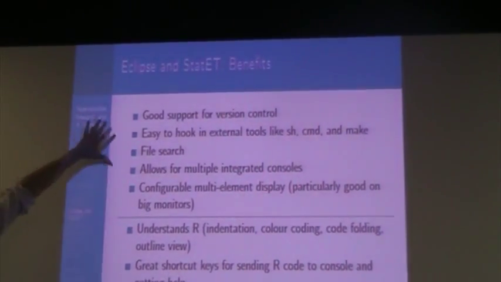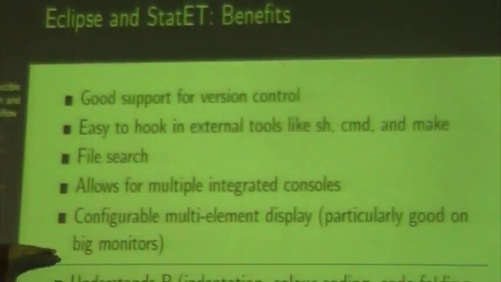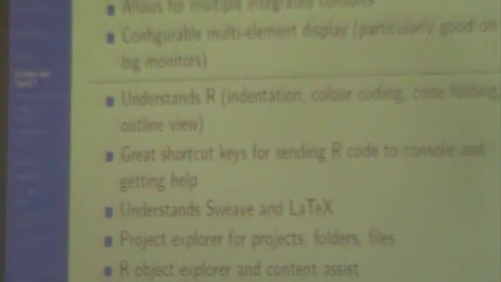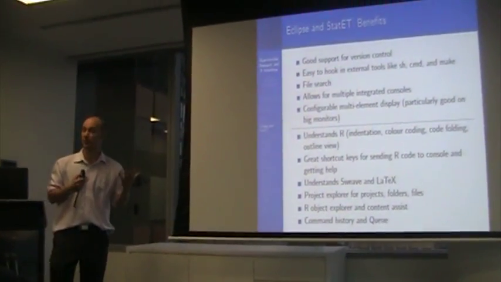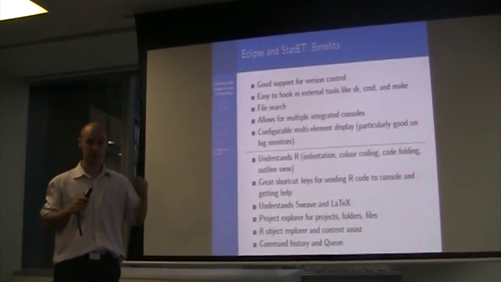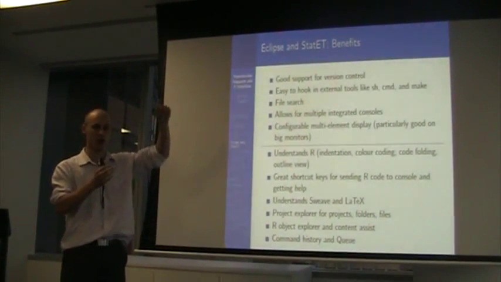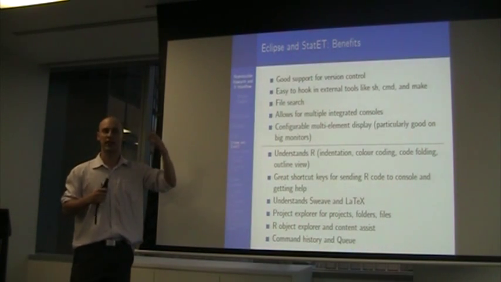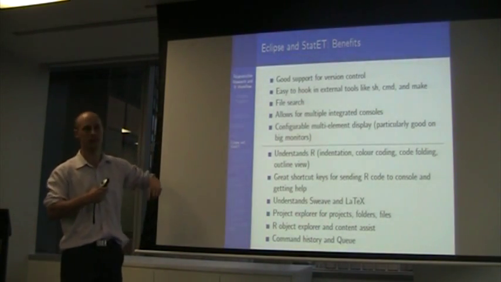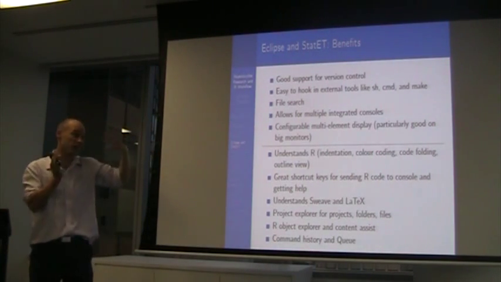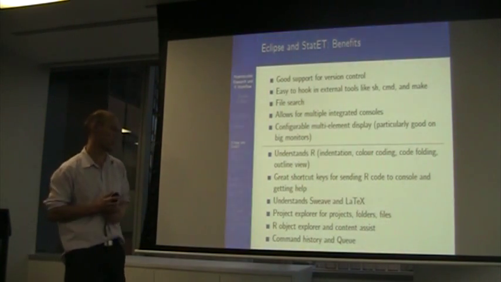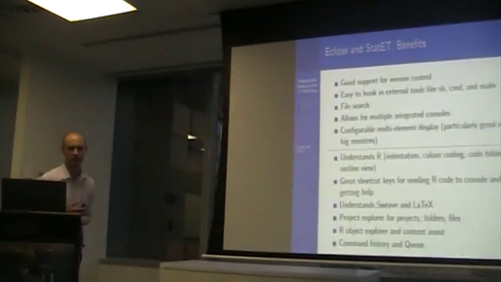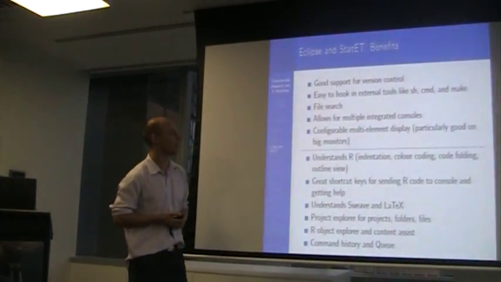Yeah, so lots of good things in Eclipse, and lots of good things in the StatET plugin component of Eclipse. It's got an object browser, so you can browse your workspace to see all the object names that are currently in your workspace. You can even browse the loaded packages to see all the functions that are in them, in an object browser. It's got lots of bells and whistles, and so do other programs, but this is one of them. So if you like bells and whistles, then Eclipse and StatET is pretty good.